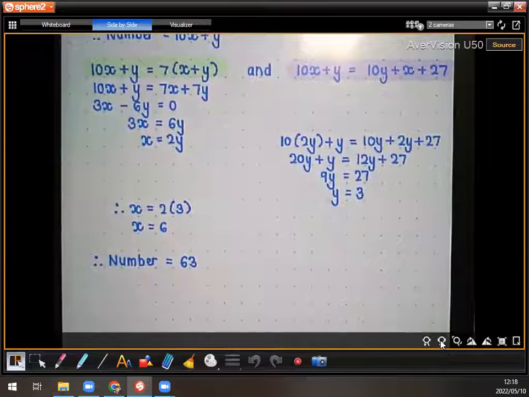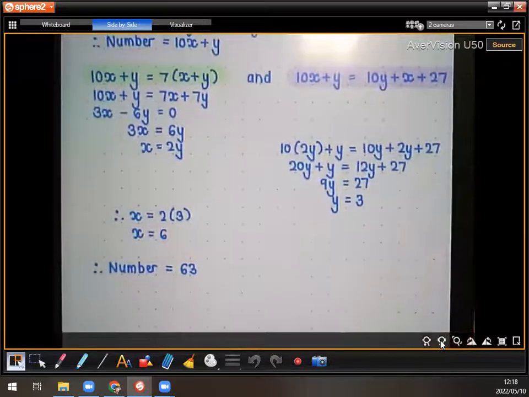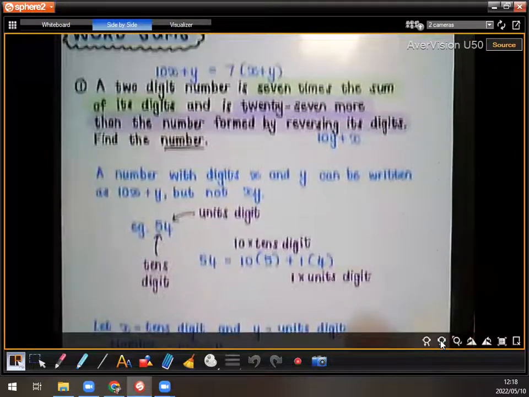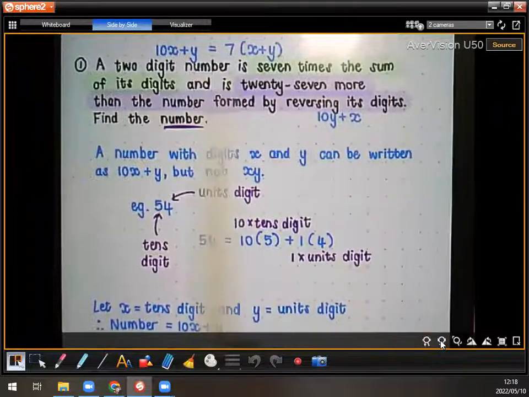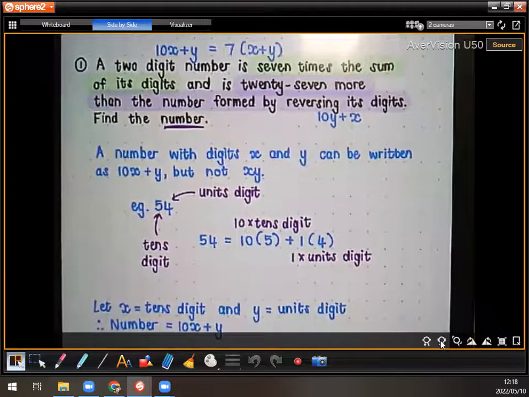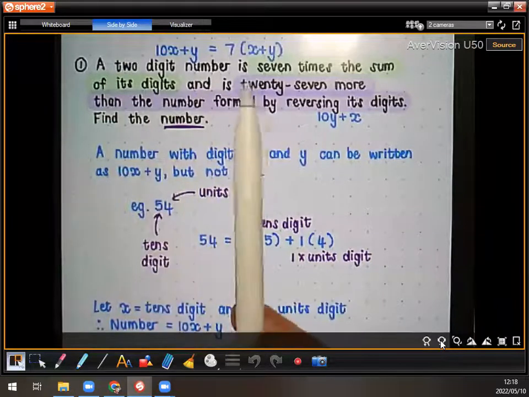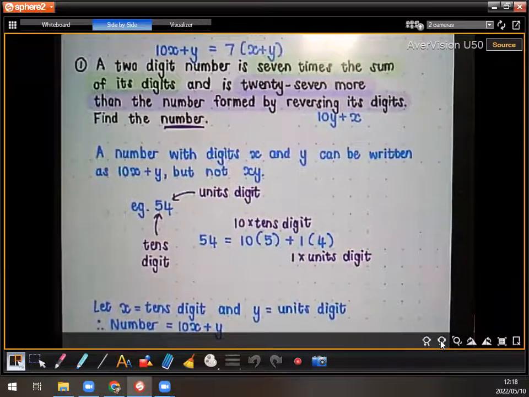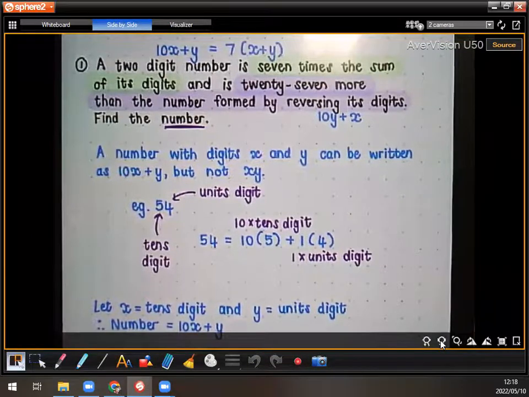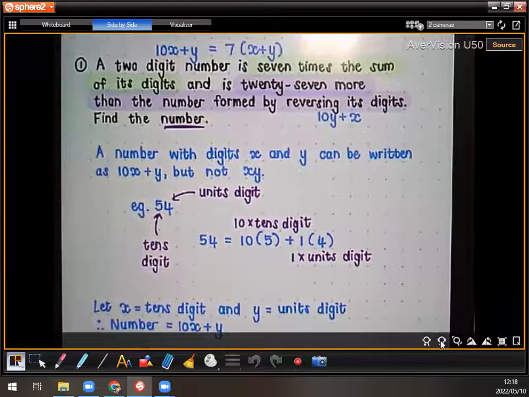And guys, now you can check whether that works. So let's just quickly go over what they said. Our number is 63, right? So they're saying a two-digit number is 7 times the sum of its digits. Okay, so the sum of the digits, what's 6 plus 3? 9. What's 7 times 9? 63. And that is the two-digit number, right? Okay, so it does work for that one. You can check the other condition as well. All right, so that's how you can check whether your answer actually makes sense by putting it back into the word sum and seeing whether it works.